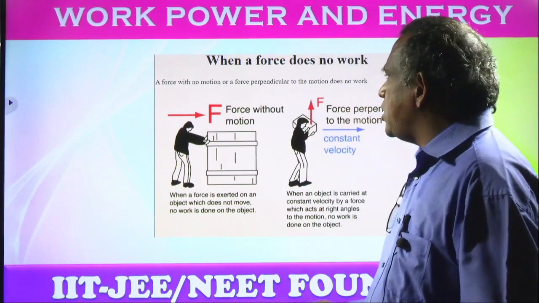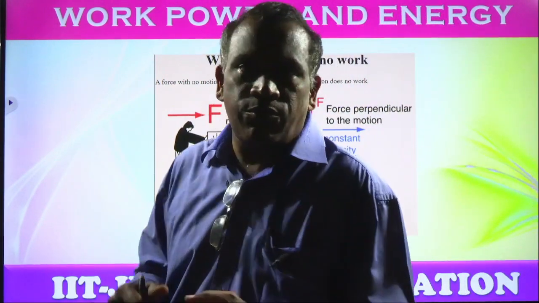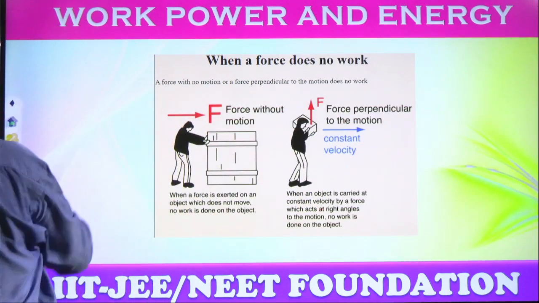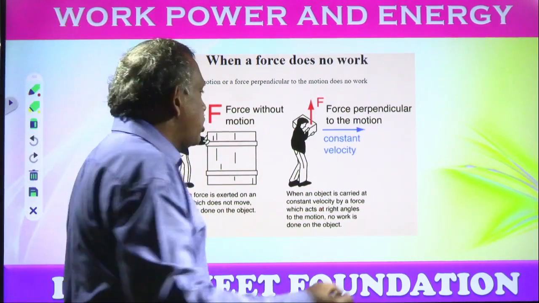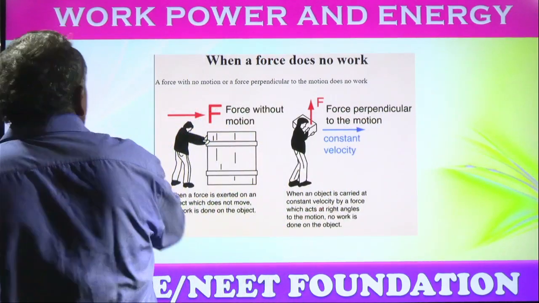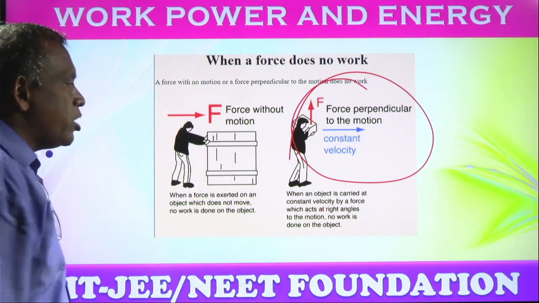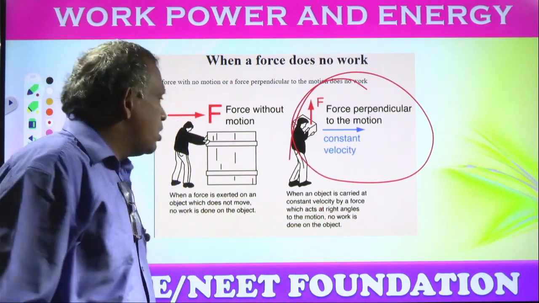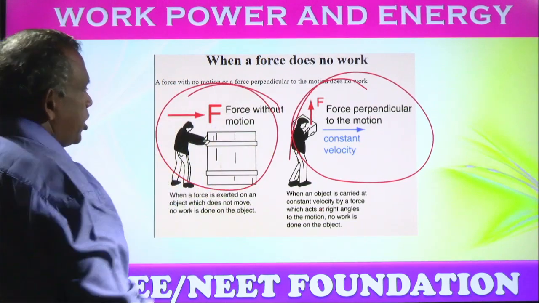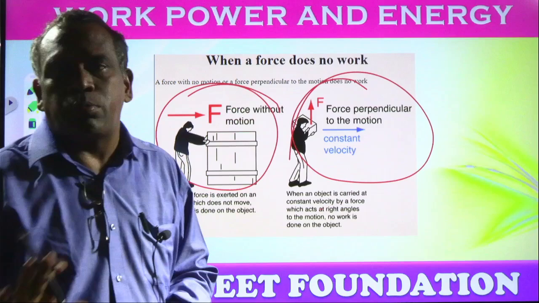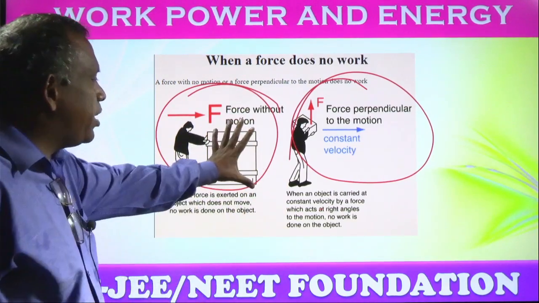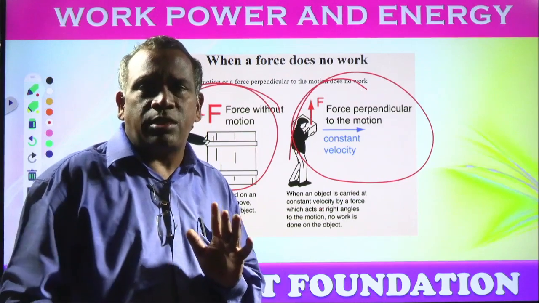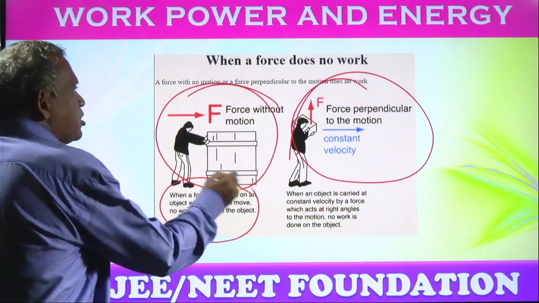Coming to the next, when the force does no work. Here the force is perpendicular to the motion, that's why it is called no work. If you observe here, the force is perpendicular to the motion, no work done. When an object is carried at constant velocity, the force acts at a right angle to the motion, no work done. And here the force is parallel, but even though the body has no displacement, you are applying a force but the body is not moving because it is a bigger object. You are acting some force on it, but even though the body has no displacement, hence there is no work done. In this case also no work done.